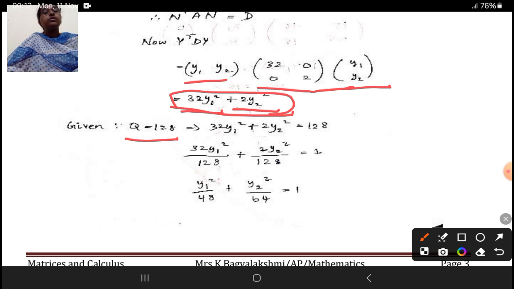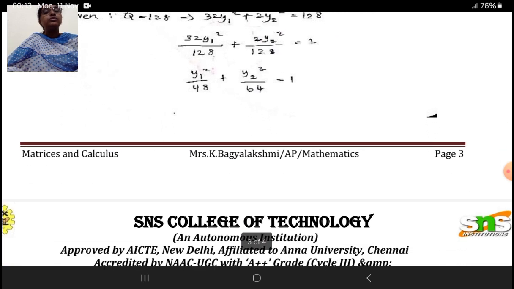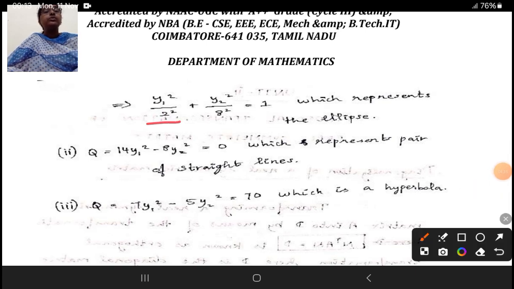Comparing these two values, we take the 128 to the denominator. So we get y1 square divided by 4 from 32 over 128, and 2 divided by 128 gives y2 square divided by 64. We got this equation. If we write these two terms in simplified form, y1 square divided by 2 square plus y2 square divided by 8 square is equal to 1, which represents an ellipse. This way we can easily calculate the conic section.